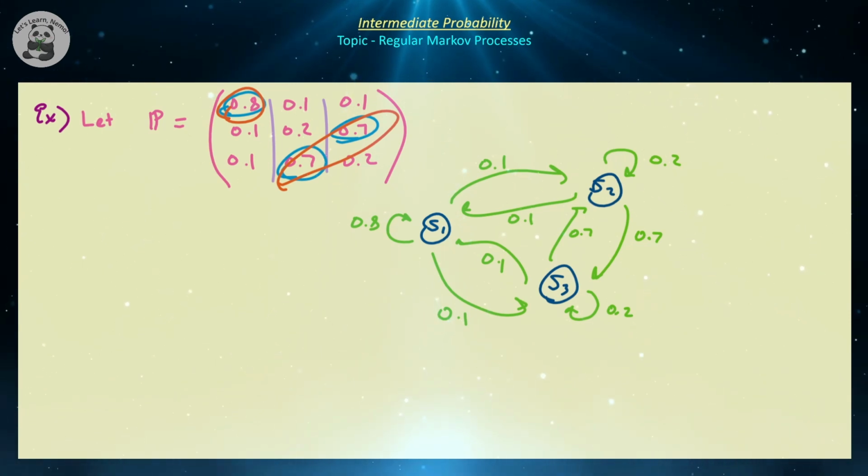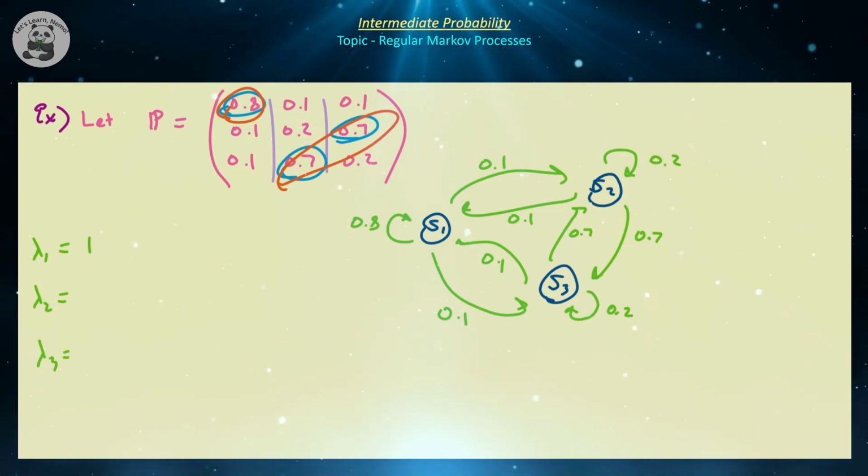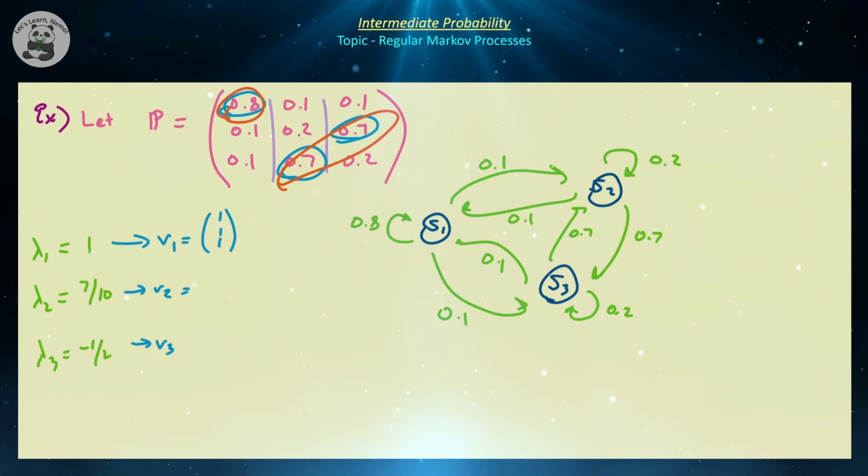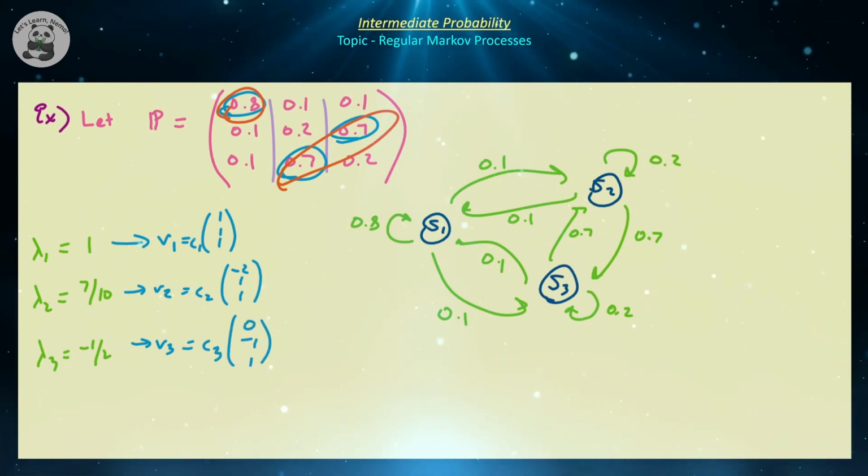So if we look at the eigenvalues of this particular matrix, as you already know, eigenvalue 1 is always going to exist, and we're also going to have two other eigenvalues, lambda 2 and lambda 3, and you can find that these are going to be equal to 7/10 and negative 1/2. From these, you can find your associated eigenvectors v1, v2, and v3 to be equal to (1, 1, 1), then (-2, 1, 1), and the last is (0, -1, 1).